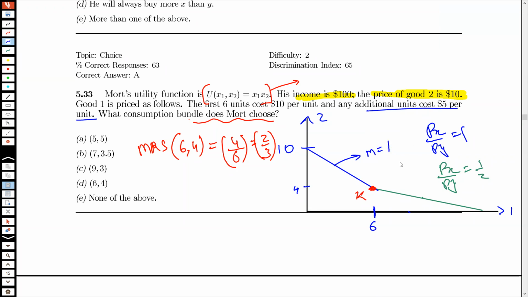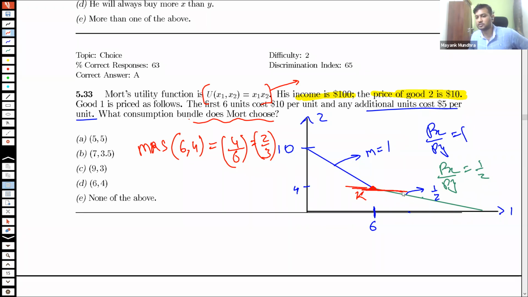It's 1. Yeah. And the slope of this segment is half. Now 2 by 3 is between half and 1. Okay. So the tangent at point K to the indifference curve passing through the point K is going to look like this. It's going to be between these two lines, right? So the indifference curve will actually be something of this form.